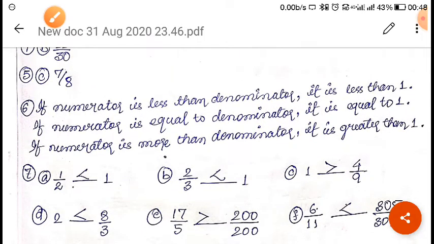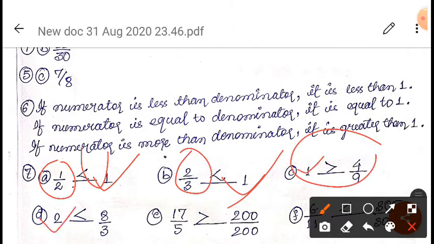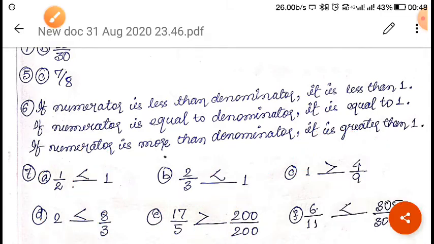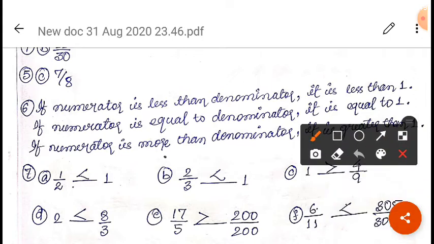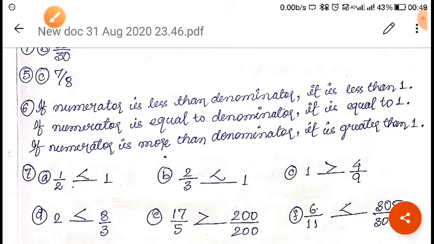Now we have to fill in the blanks using the symbol. Between 1 by 2 and 1, this one is greater. Between 2 by 3 and 1, this one will be greater. Between 1 and 4 by 9, this one will be greater. Between 2 and 5 by 8, this one will be greater. Between this and this, this one will be greater, right? I hope you have understood this.